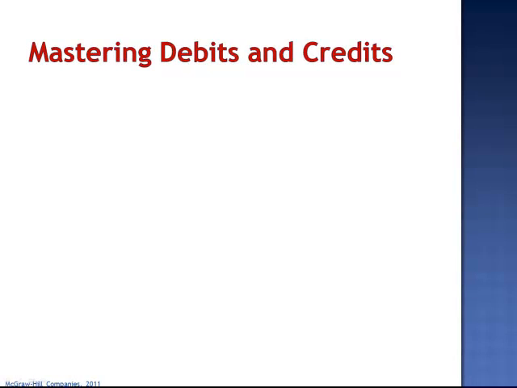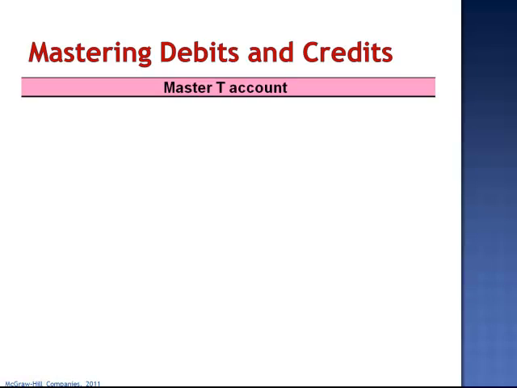One of the most important skills in Chapter 2 is to master the rules for debits and credits. And what I'm going to do is introduce something I call the Master T account. It combines all of the rules for assets, liabilities, and equity into a single T account. And I'd like you to practice drawing this T account out yourself until all the rules make perfect sense.